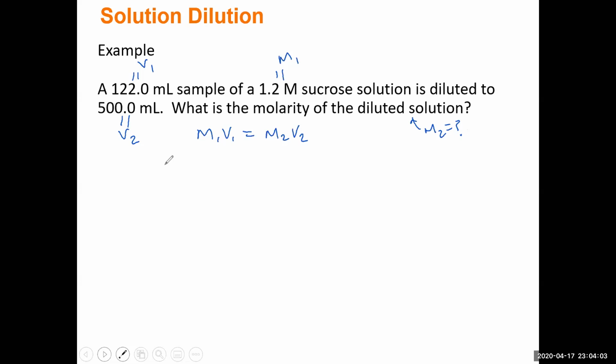So plugging everything in, we have 1.2 molar for M1 times V1, which again we can leave in units of milliliters as long as we're using milliliters for volumes on both sides. And that's equal to M2, which we do not know yet, times V2, which is 500.0 milliliters. So M2 comes out to 0.29 molar.